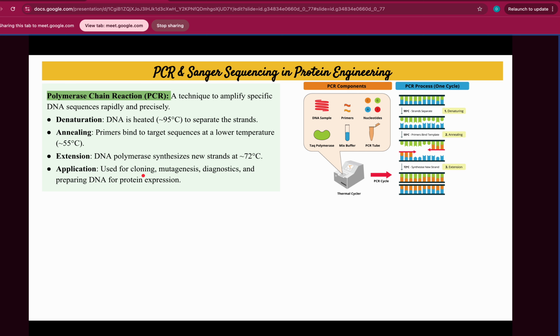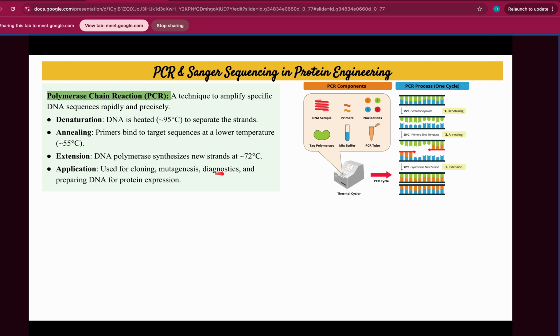Applications are cloning and mutagenesis, because with the dNTPs which we are adding, we can also bring about certain mutations in the DNA. In PCR, we can decide what nucleotide to add, so we can induce certain mutations during this process. Then diagnostics.